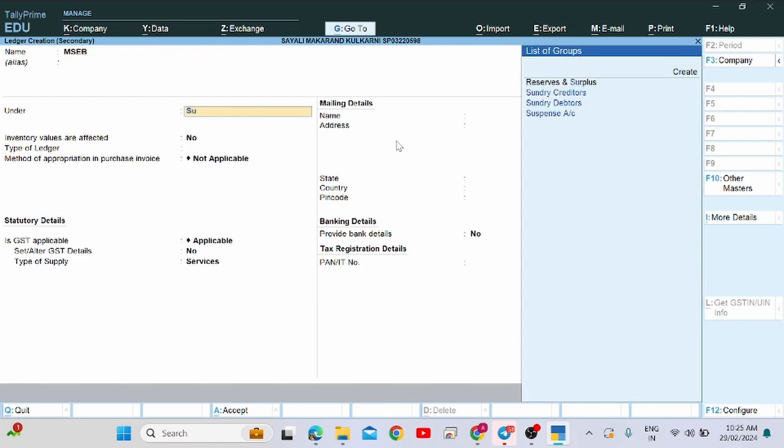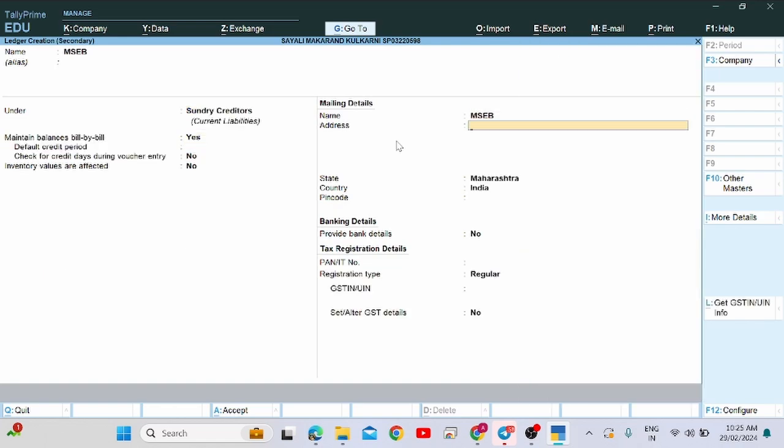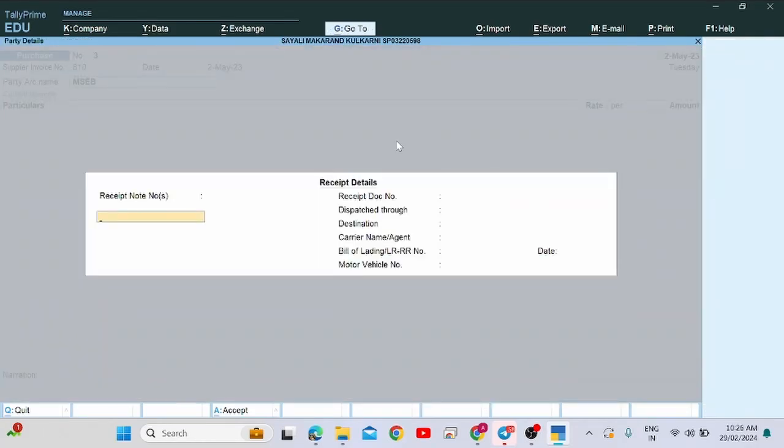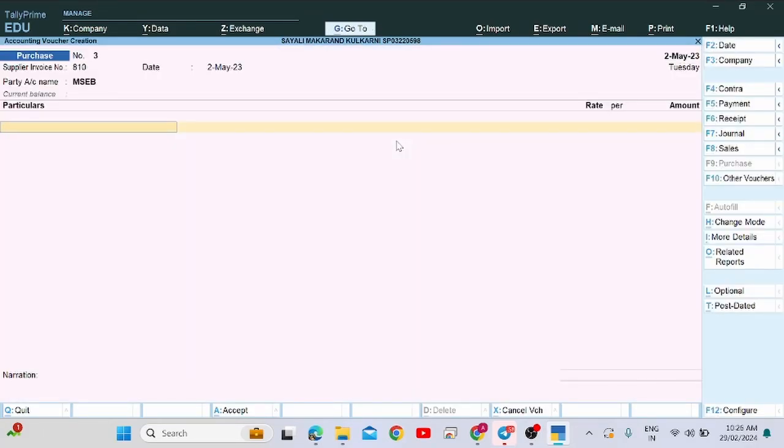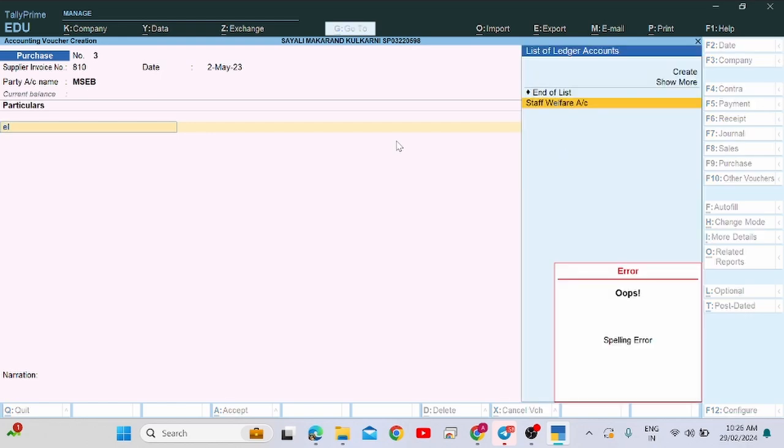And then this, from MSCB you have purchased the service, electricity service purchased, therefore sundry creditors, and other details we don't have information, accepted, MSCB accepted. No. Here I want in the particulars electricity as like machinery. Here this is not the purchase invoice, this is the accounting invoice. We want accounting and Tally has given us the accounting, therefore no need to change the mode of invoice now.